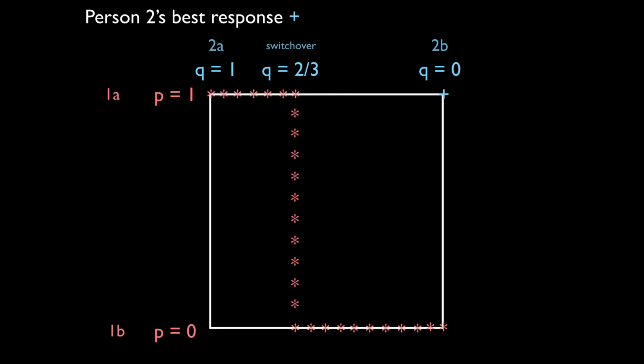If 1 plays B all the time, that is P equals 0, so this is a 1. If 1 plays B all the time, what should 2 play? The 7, which corresponds to playing A. Person 2 is choosing anything in here. This is the best one.